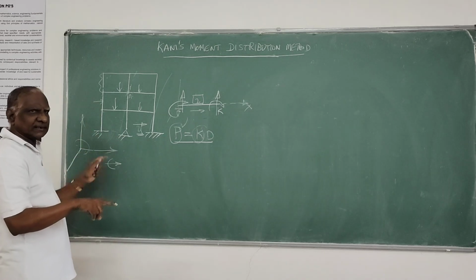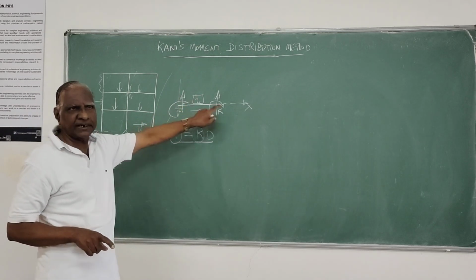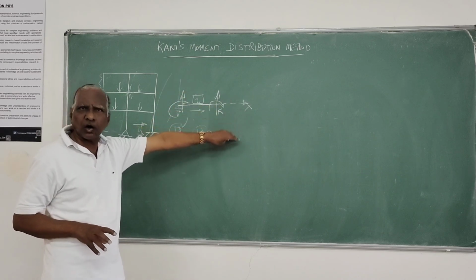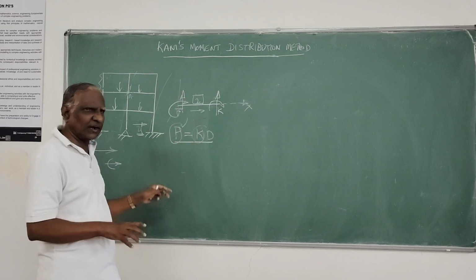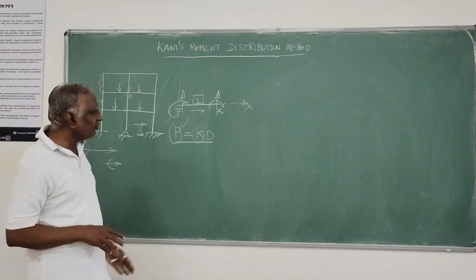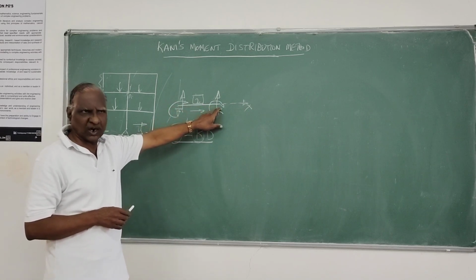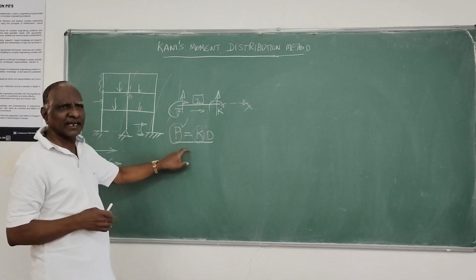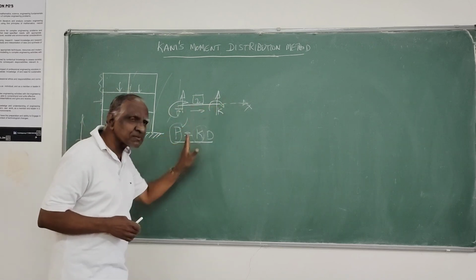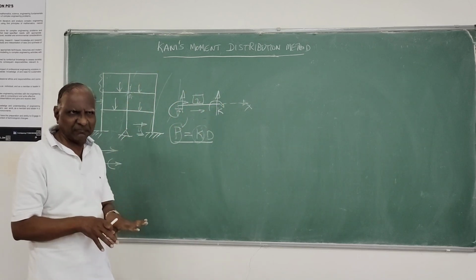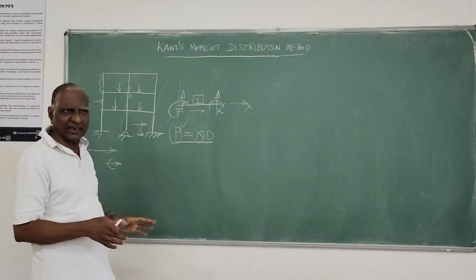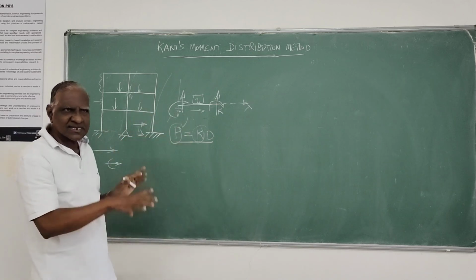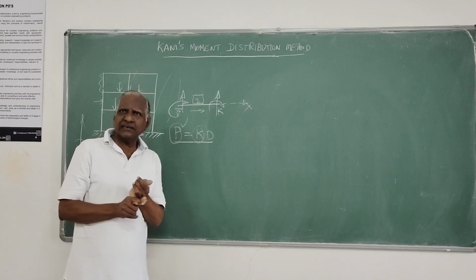Applying the compatibility condition, we can get the displacement at each joint, whether the left end joint or near end joint, or the far end joint. The left end we call the near end joint, and the other joint we call the far end joint. Knowing the displacement at the joint, the member end forces again you can calculate using the force displacement relationship with respect to member axes individually. That is how we can analyze the member end forces as well as displacement in a given structure. That is the basic methodology of the structure.